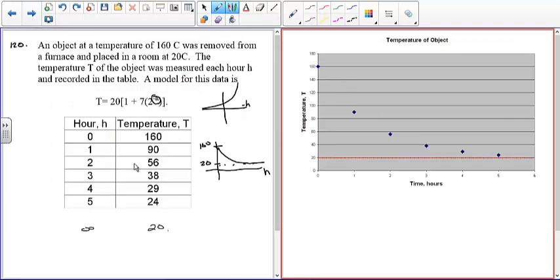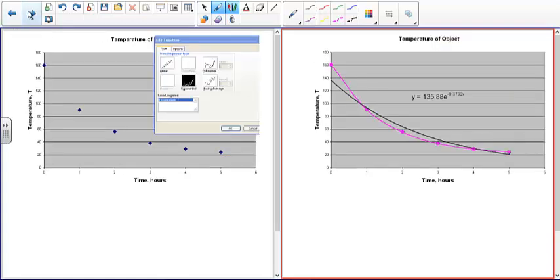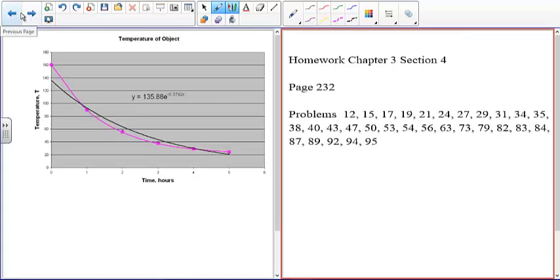So here's a plot. If you plot these points, 160 at 0 hours, 90, 56, and so forth. If you draw a horizontal line, you can see this thing approaches it. So that's what it actually looks like. And what I'm doing here is showing how you would solve this in Excel, which I think I'm going to do in a separate video. And there's your homework assignment for this section.